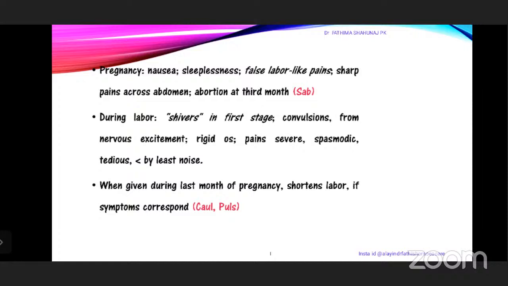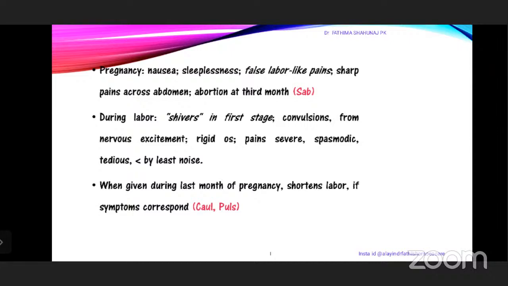And then about during labor, in the first stage: convulsion from nervous excitement, rigid os, pain severe, spasmodic and tedious, aggravated by least motion. So here in the first stage of labor, the symptoms originate due to nervous excitement. When given during the last month of pregnancy, it shortens the labor if symptoms correspond. So if a person is peculiarly showing the symptoms of Actea racemosa at the last stage of labor, surely we can give this medicine, Actea racemosa.